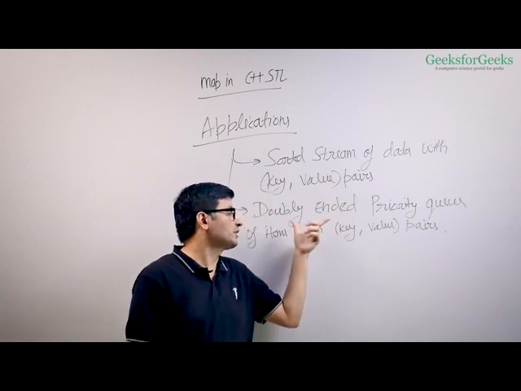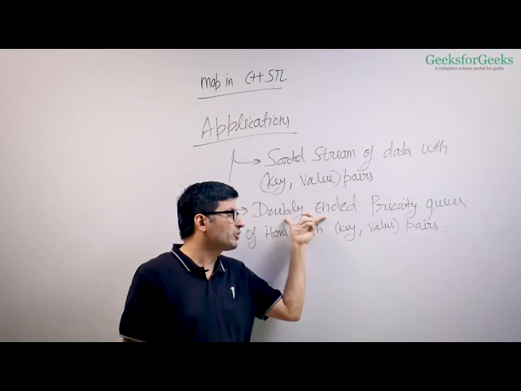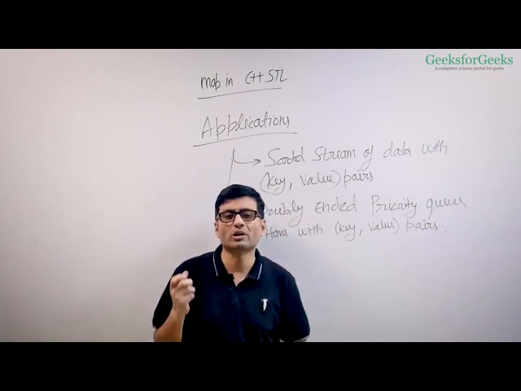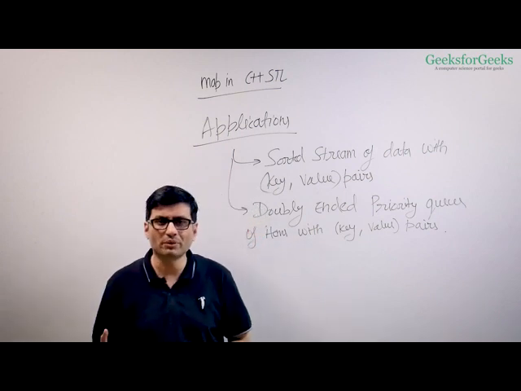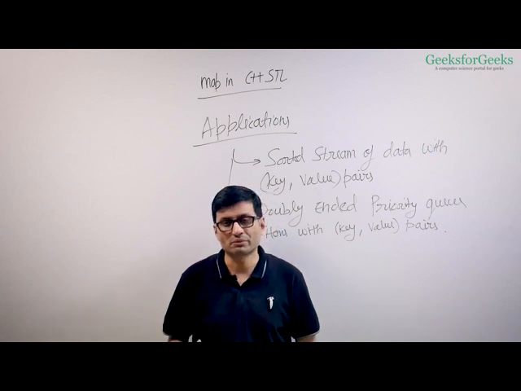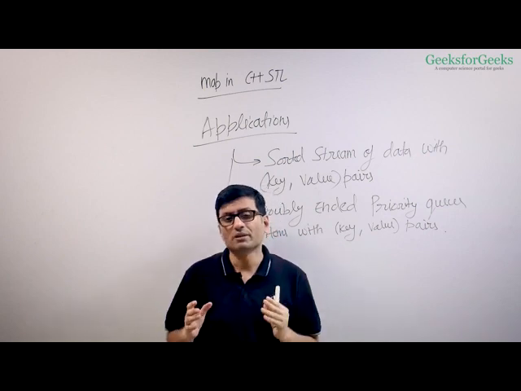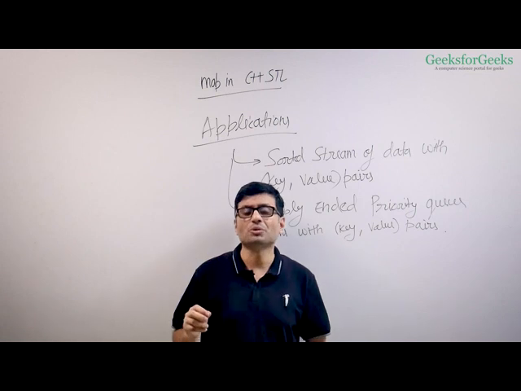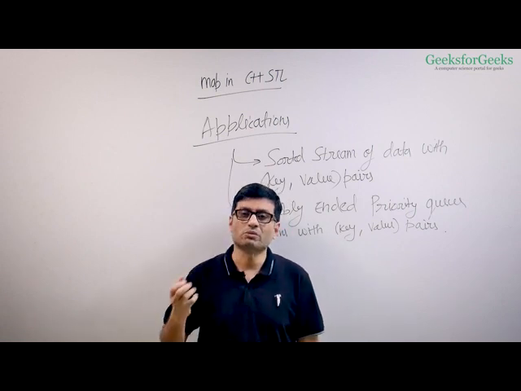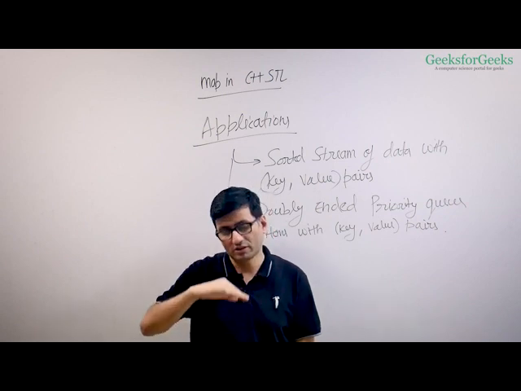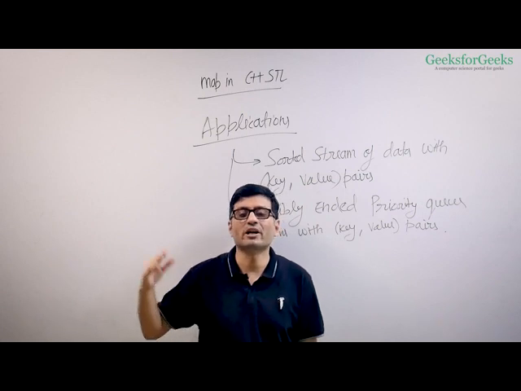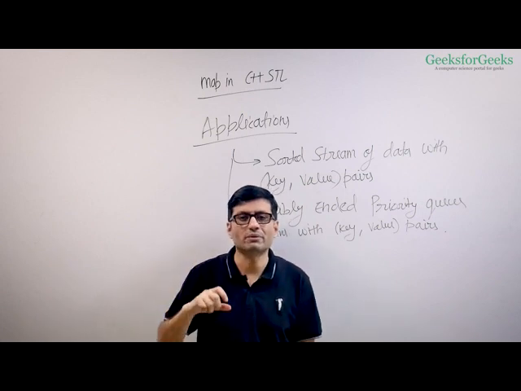Other application is as doubly ended priority queue. If you use a normal priority queue or a heap, it can only find maximum or minimum. It can only allow operations like extract minimum or extract maximum. But with a map, which is a red black tree, you can find maximum, find minimum in big O of 1 time. Because minimum is always at the begin if you are storing increasing order, and maximum is always at end minus 1, right? So that's how you can find max and min.